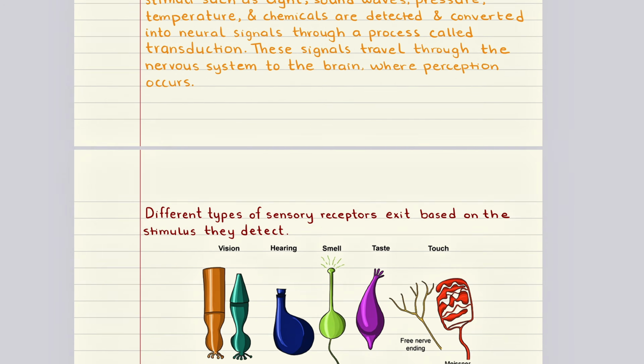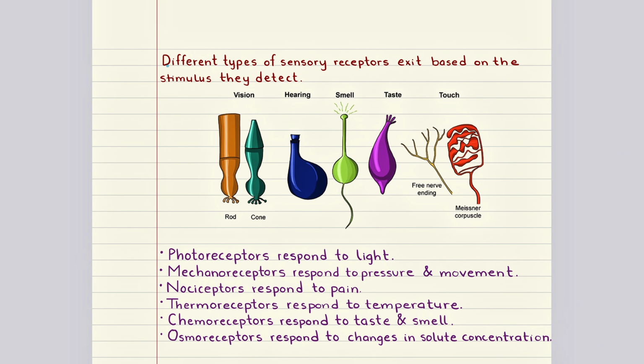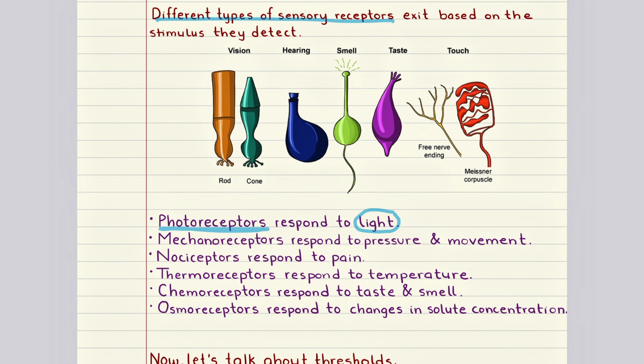In the retina of the eye, there are specialized cells called photoreceptors. And like the name suggests, these receptors respond to light. More specifically, they detect electromagnetic radiation within the visible region of the spectrum, and they convert that information into neural signals. Without photoreceptors, vision wouldn't be possible.